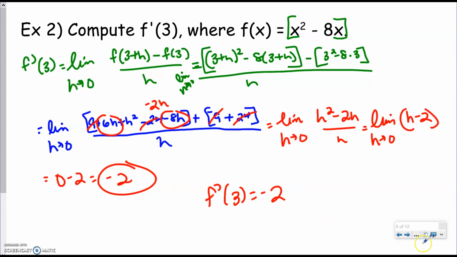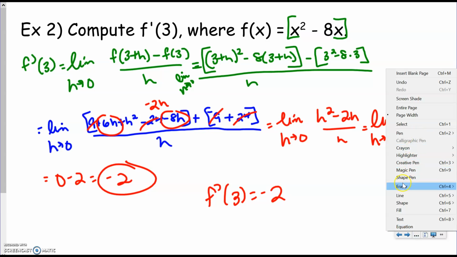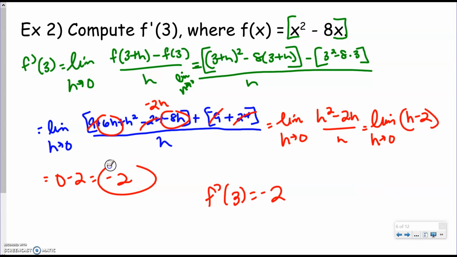On the AP exam, they'll say be careful about circling, because if you circled something that's not actually your answer, that could work against you when they're scoring your test.